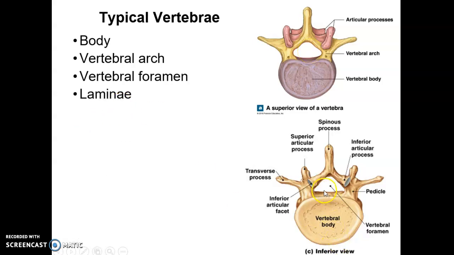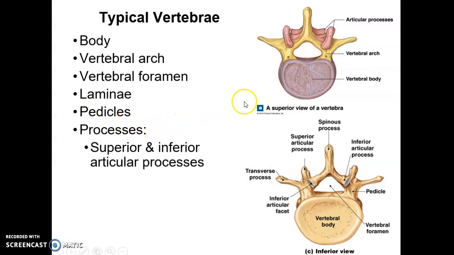Lamina are the sheet-like portions of bone here and here. There's two laminae. And then two pedicels here and here. The pedicels come off of the body. So one pedicel meets a lamina, meeting another lamina, meeting another pedicel, and they form the vertebral arch.